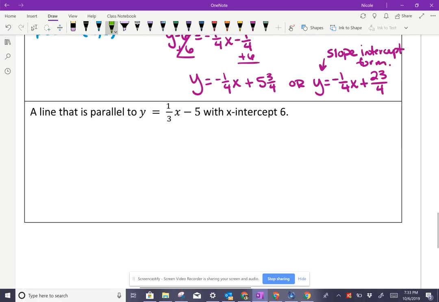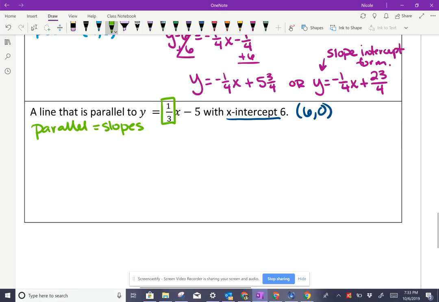All right, so a line that is parallel. So parallel means my slopes are equal. Equal slopes. So I'm going to keep the same slope that I have here, but I'm going to deal with an x-intercept of 6, which occurs when y is 0. So now I have a point and I have a slope. So I think I can write this in point-slope form.